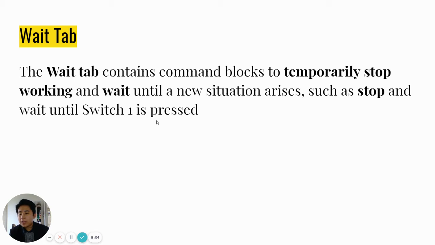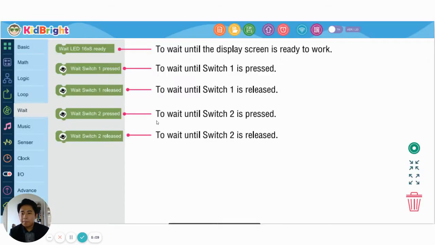It contains command blocks to temporarily stop the command or the program. So if we open the KidBright IDE and click the wait tab, these are the commands inside the wait tab. Okay, we have 5. So the first one is wait LED 16 by 8 ready. So what is the use of this command? It is used to wait until the display screen is ready to work.